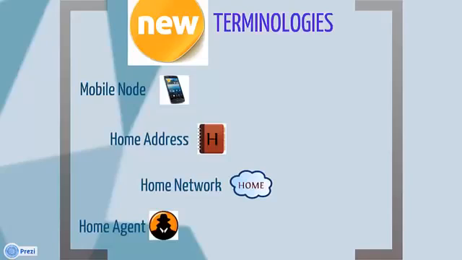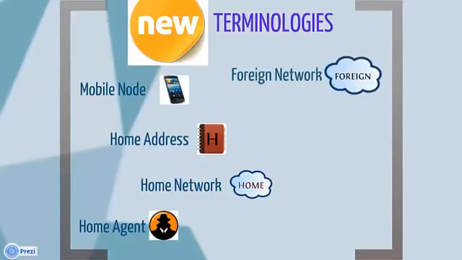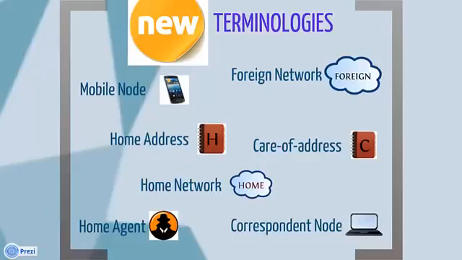The home agent. This guy is important. This is the node in the home network that is responsible for forwarding messages to the mobile node when it is outside the home network. The foreign network, which is the new network that the mobile node visits. The care-of address, or the new address of the mobile node in the foreign network. The correspondent node, which is any node that tries to send messages to the mobile device when it is outside its home network.